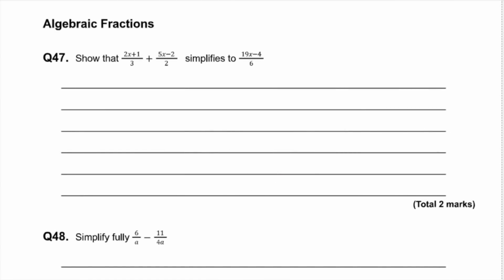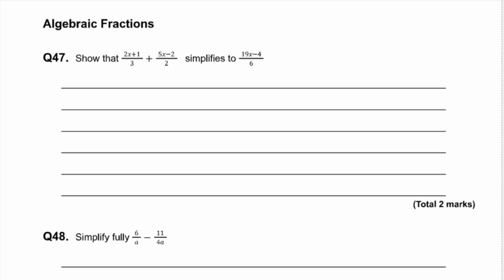Final section, algebraic fractions. Show that (2x plus 1) over 3 plus (5x minus 2) over 2 simplifies to (19x minus 4) over 6. Now the thing to remember about algebraic fractions is that they behave exactly the same way as fractions. So what you do with fractions if it was a number, that's what you do with fractions if they're algebraic. You do the same thing.